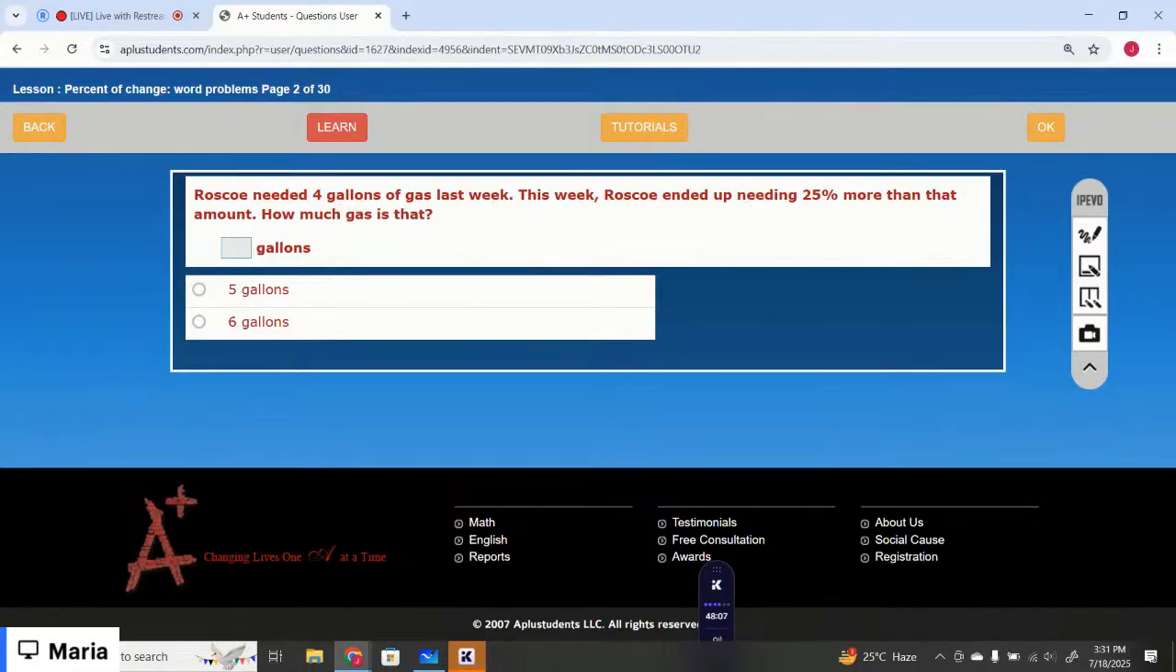Roscoe needed 4 gallons of gas last week. This week, Roscoe ended up needing 25% more than that amount. How much gas is that? So, which is the correct option?